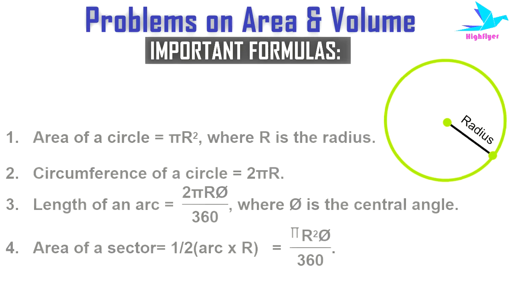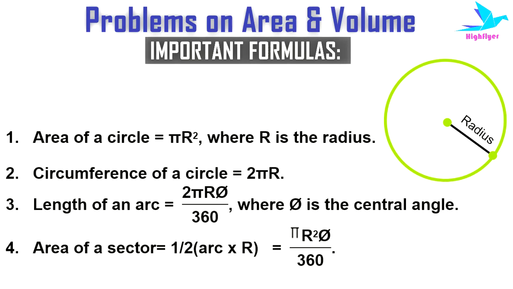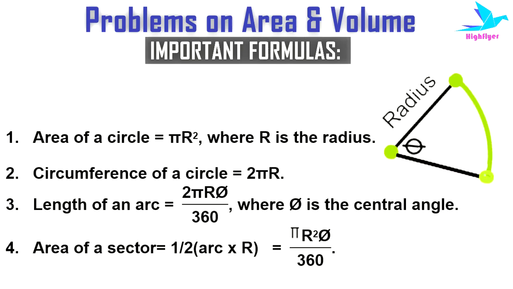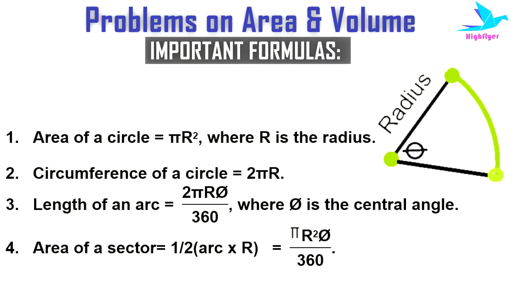Now let's talk about circles. Area of a circle equals pi r square, where r is the radius. Circumference of the circle equals 2 pi r. Length of an arc equals 2 pi r phi by 360, where phi is the central angle. And area of a sector equals half whole into length of the arc into r, that is equal to pi r square phi by 360.